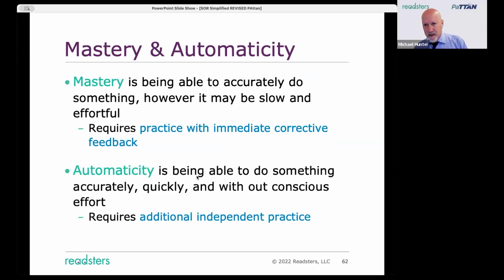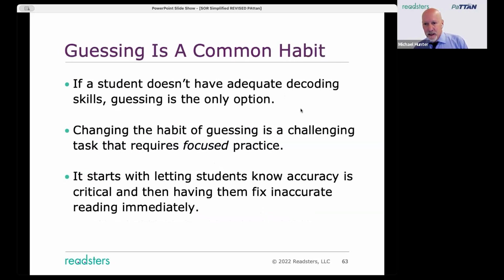And I think the best analogy for that is driving. You guys can all drive and do other things while you're driving that have nothing to do with driving, because your driving skills are automatic. They happen without your conscious thought. Guessing is a bad habit. It needs to be fixed if it's already developed. For young readers, we need to nip it in the bud and make sure it doesn't develop. And that's part of what decodable text is for, is to develop accuracy to mastery and then to automaticity, because we know they can be accurate.